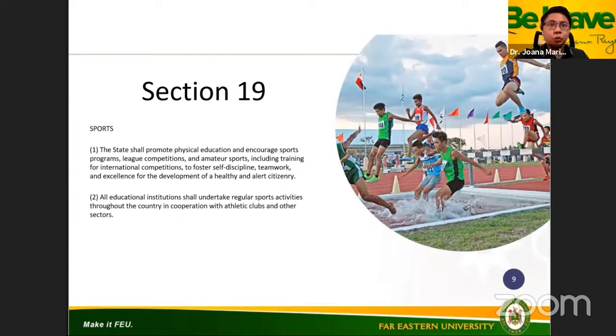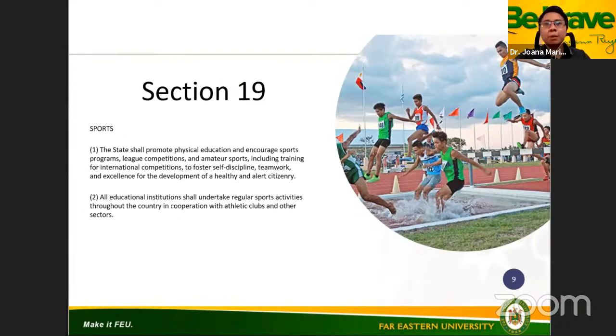And paragraph number 2, all educational institutions shall undertake regular sports activities throughout the country in cooperation with athletic clubs and other sectors. Ito yung sagot kung bakit lahat ng school dito sa Pilipinas, lahat ng eskwelahan dito sa Pilipinas ay merong mga sports meet at hindi mawawala yung sports sa school since nakatatak siya sa Philippine Constitution.